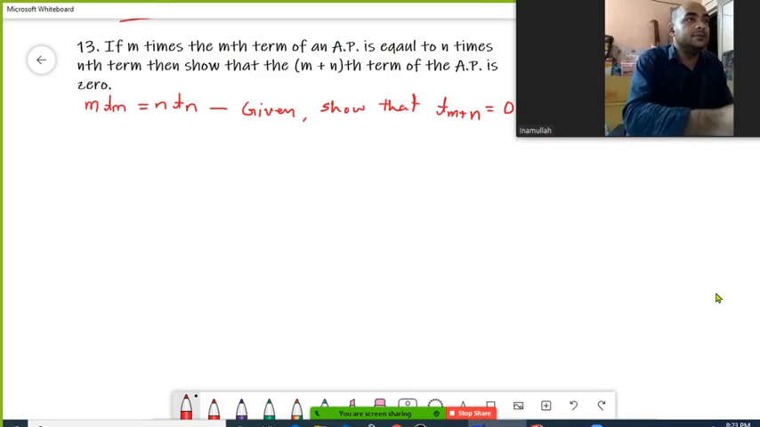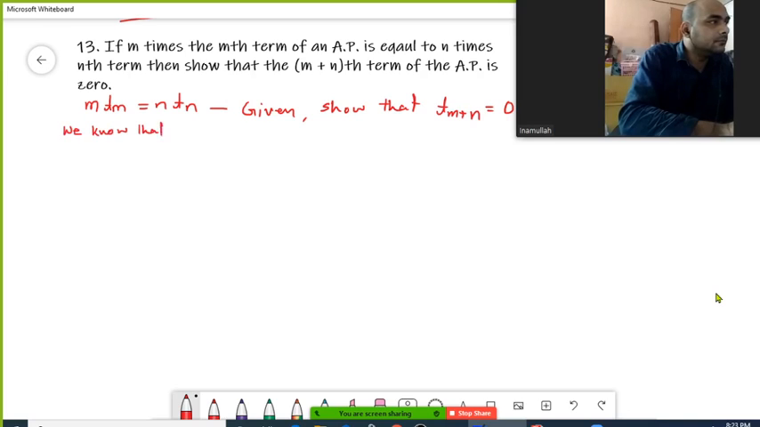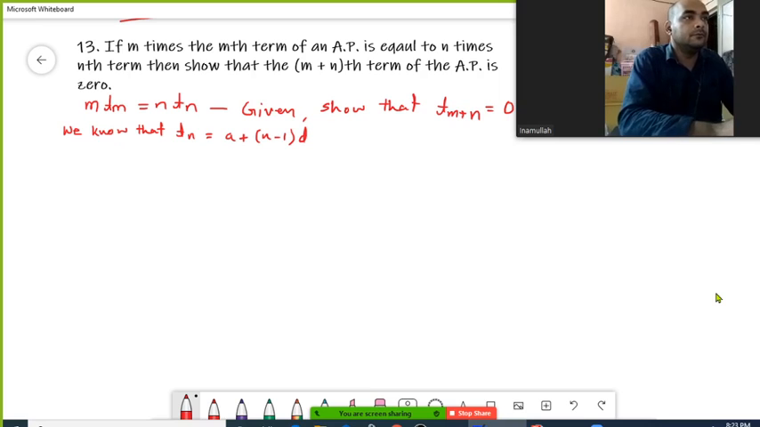Same procedure we're going to follow for this question too. Here we know that Tn equals a plus (n minus 1) into d. So this is our formula to find any nth term of an arithmetic progression. So here we have m times Tm.